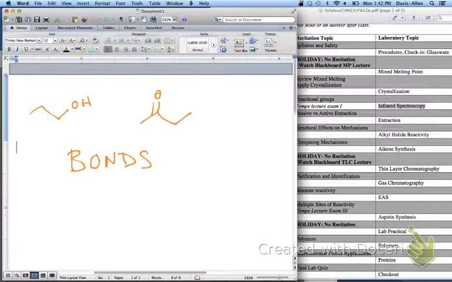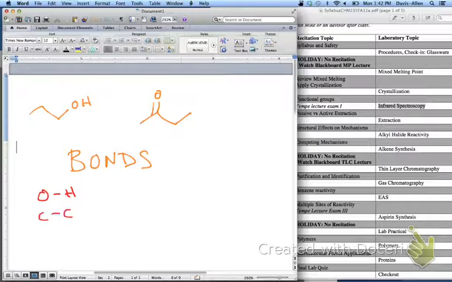Bonds. The reason I don't like functional groups is that's a little bit more information than you can pull out of IR, and we'll look at that in just a second. So if I ask you to distinguish between these two, you should go through and generate a list of all of the bonds that you see in each of these. So on the one on the left, we have an OH. What else do we have?